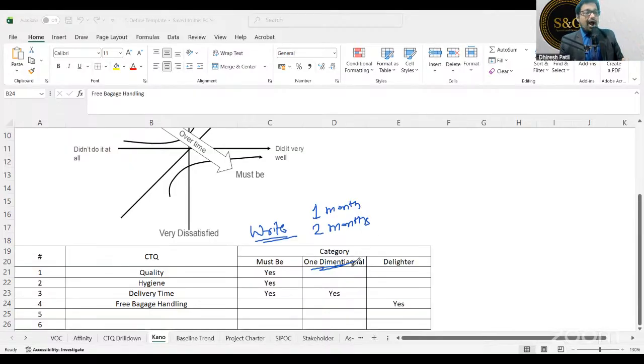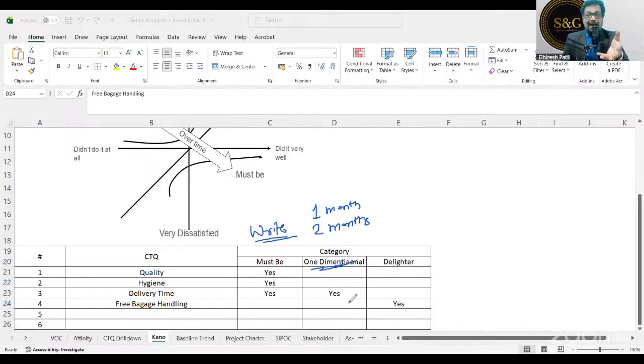Another example: your car is giving, let's say, 20 kilometers per liter mileage. Now the company has done some modification in the engine, the transmission system, the driving mechanism, and it has started giving 25 kilometers per liter. That is a one-dimensional improvement. Are you understanding? Cars starting in one crank or one button press, or the braking system, these are must-be characteristics. The mileage would be a one-dimensional characteristic.